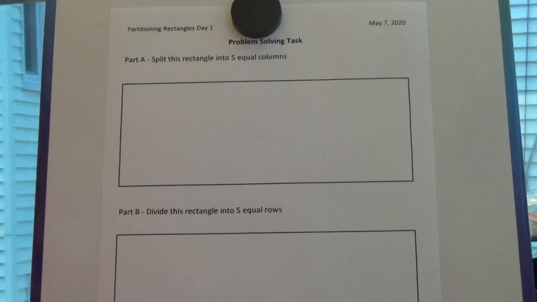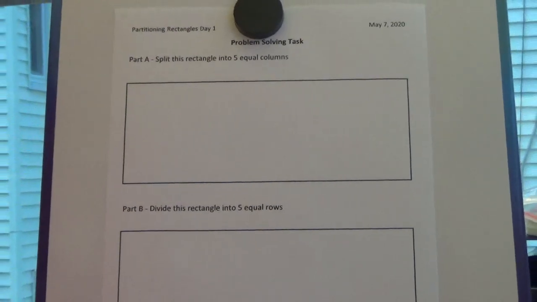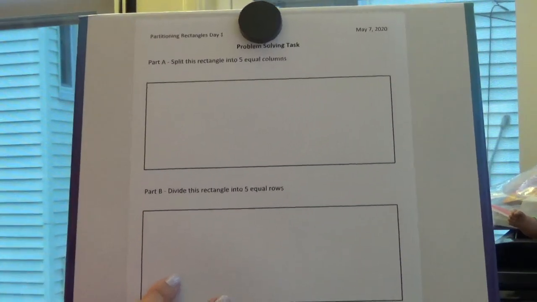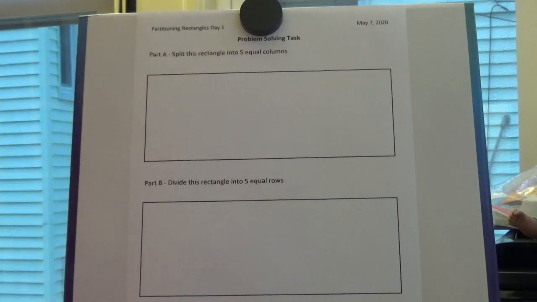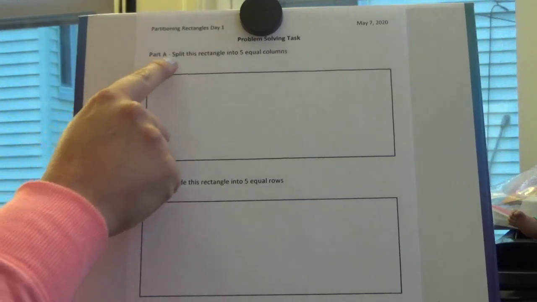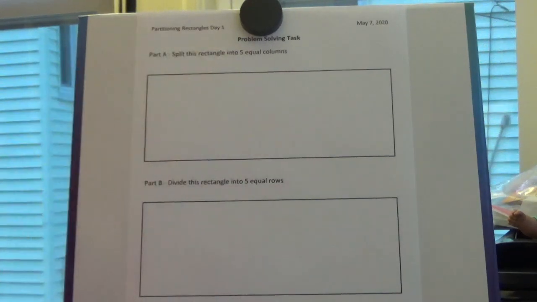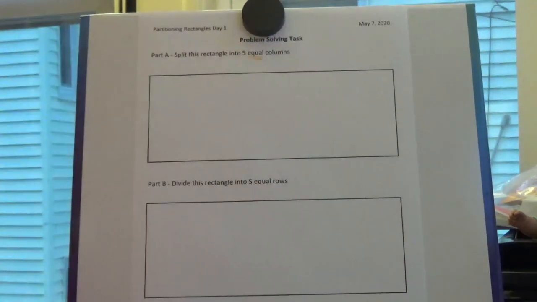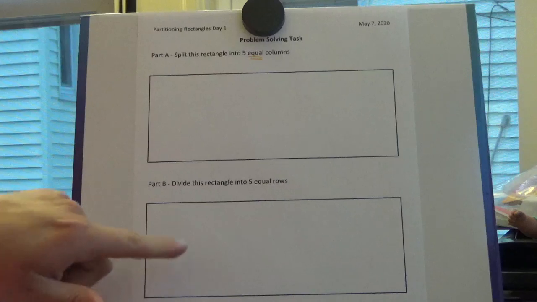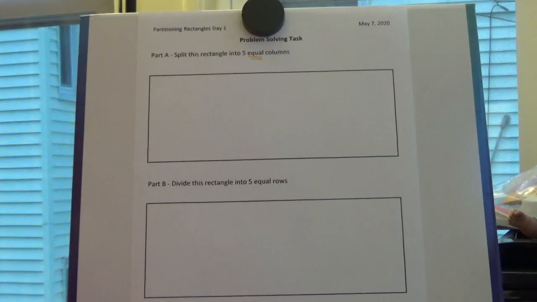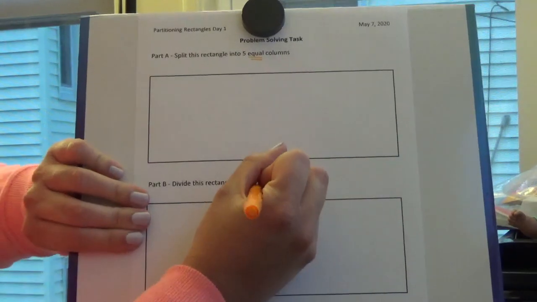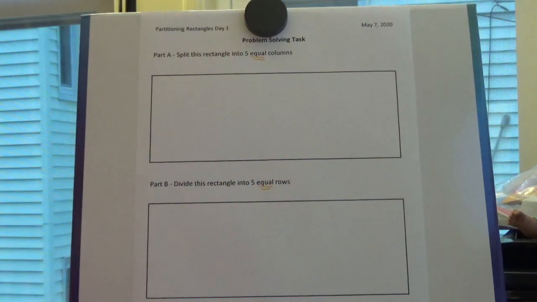So what you're going to need to do to set up your paper for your problem solving task, I'll zoom out so you can see, is you need to draw two rectangles. They don't have to be as large as mine, but they should be pretty big, because for the first rectangle, you need to split this rectangle into 5 equal columns. Underlining that word equal, that's super important. And for the second rectangle down here, you need to divide this rectangle into 5 equal rows. So your rectangle should be large enough so that you're able to do it.